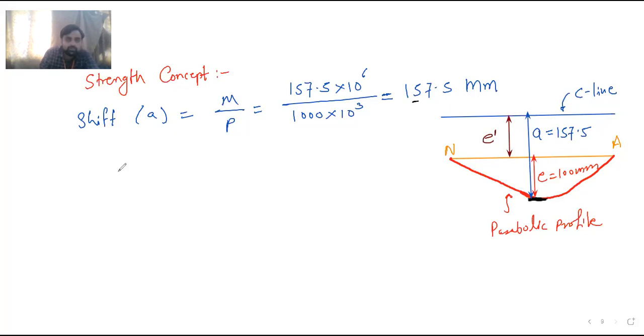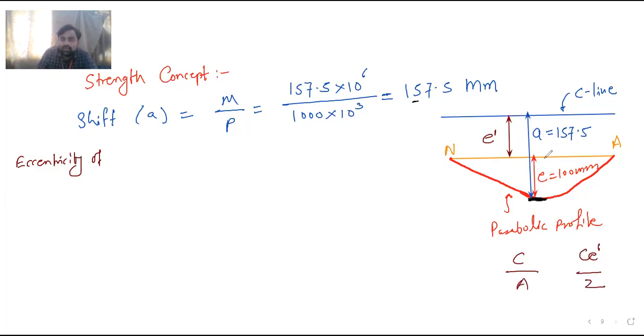Okay, so here, eccentricity of C line. Now we are having two terms, C by A and C E dash by Z.